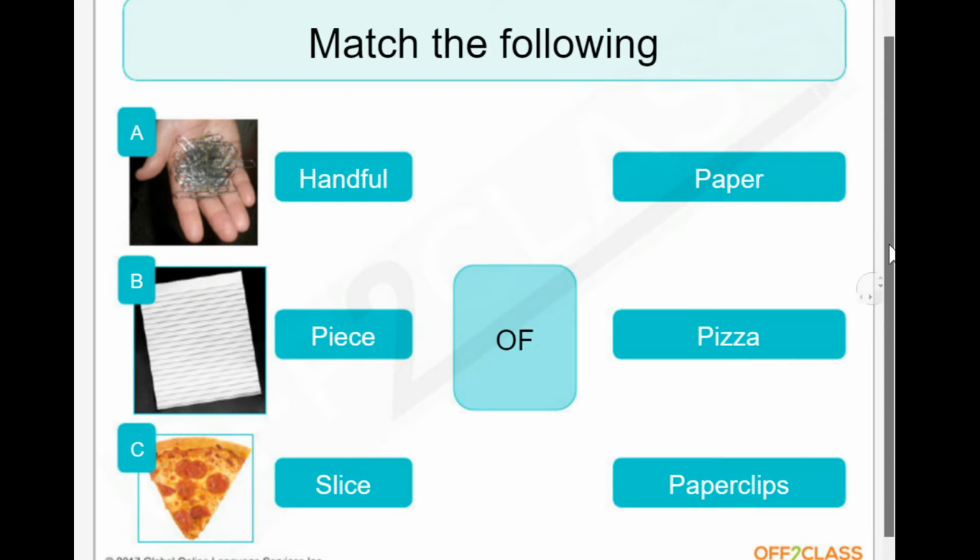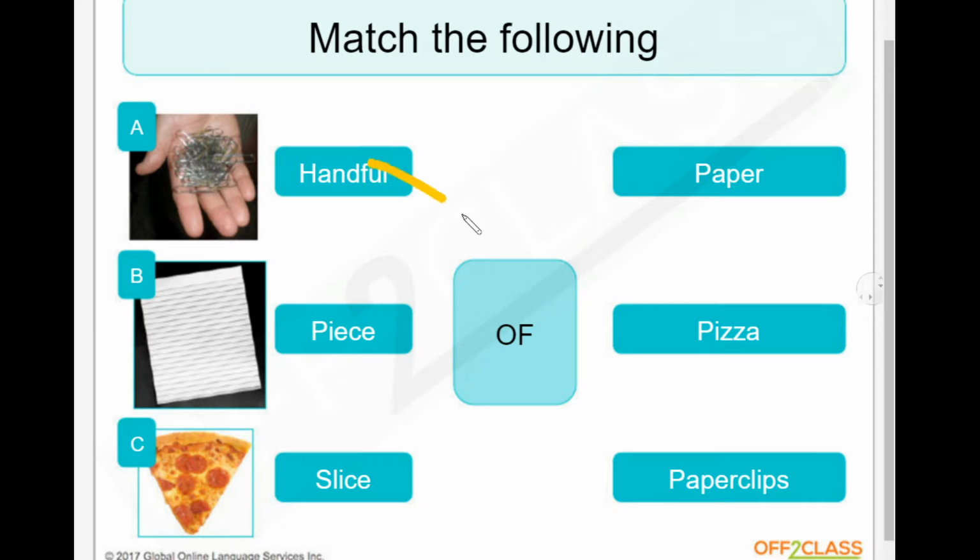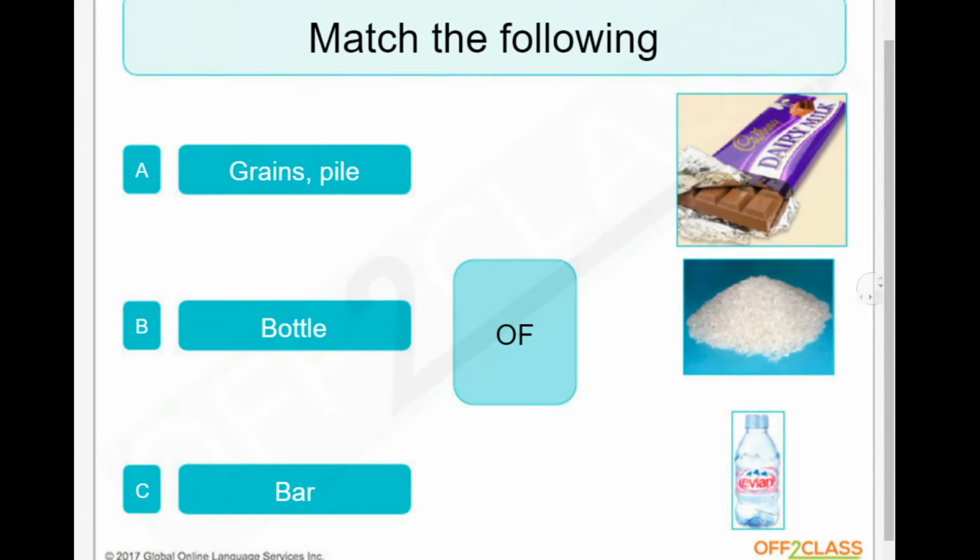Match the following. We have a handful of paper clips. We have a piece of paper. And here we have a slice of pizza. Please repeat. A handful of paper clips. A piece of paper. And a slice of pizza. Excellent. Let's continue.